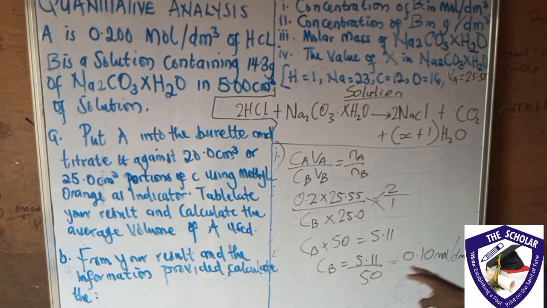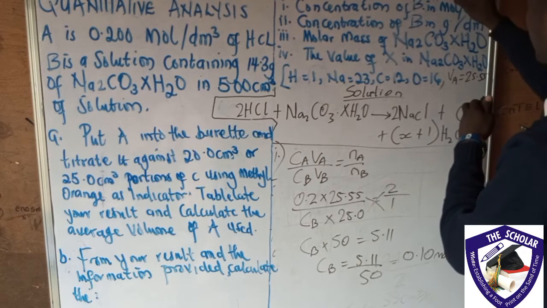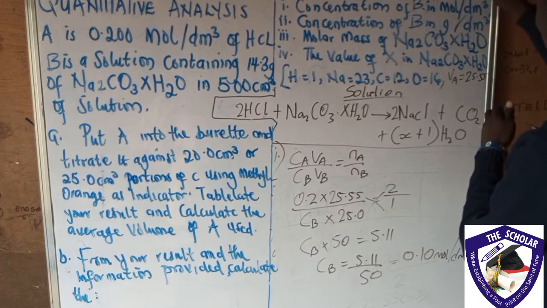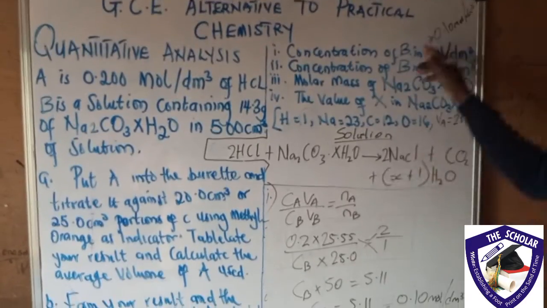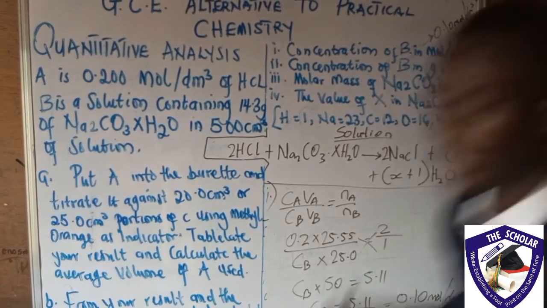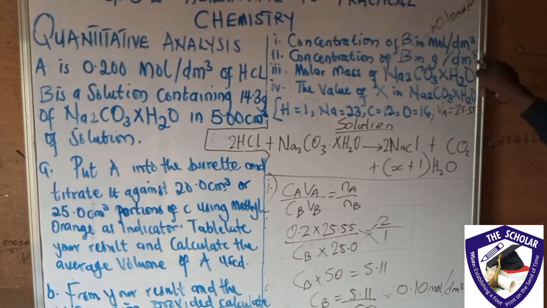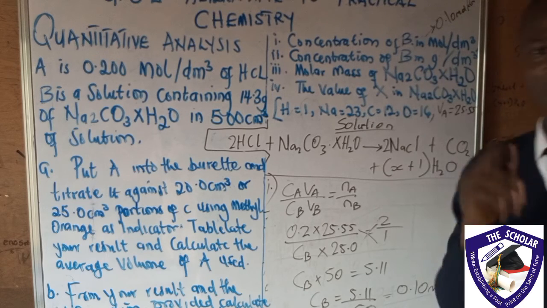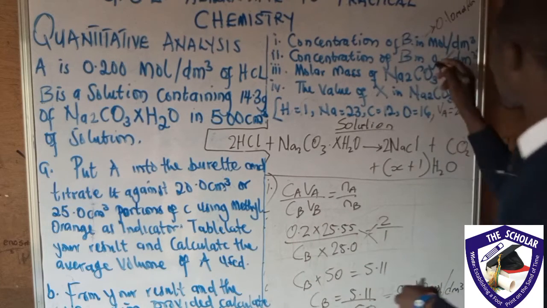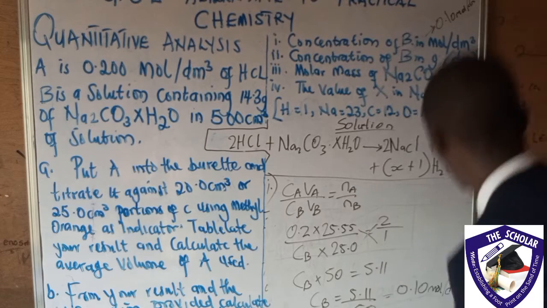So we've been able to solve the first question, which is 0.10 mole per dm cube. That is that for the first one. Now moving to the second one, calculate the concentration of B in gram per dm cube. The first one we calculated was in mole per dm cube. Now we want to calculate B in gram per dm cube.